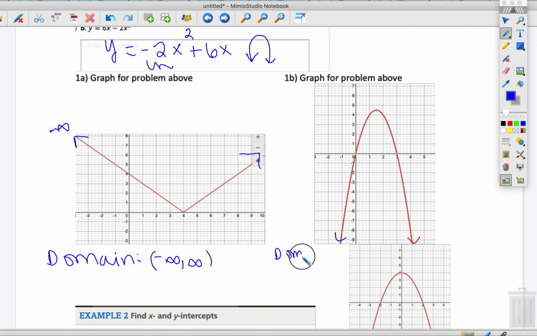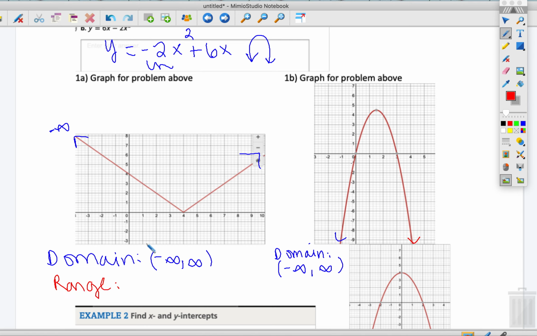Same thing over here. Let's look at 1b. So my x values, -10 something, -1,000 something. Over here, the x values keep creeping towards negative infinity. And over here, 4 something, 5 something, the x values keep getting larger, so they approach positive infinity. That's the domain, the x values. Now let's look at the range, our y values.